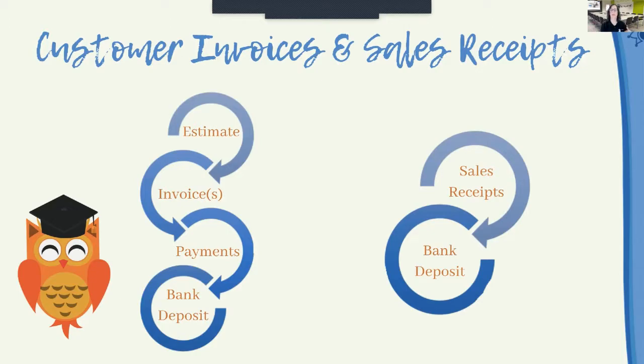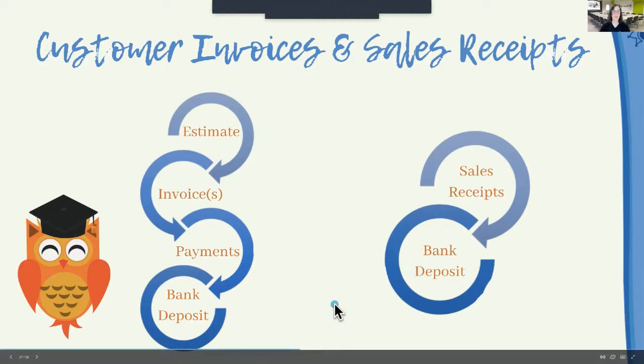On the left side are what we call accrual-based or credit customers. And that's when you have a whole life cycle for the customer where maybe you give them an estimate. That's optional. But maybe you give them an estimate and then you turn that estimate into an invoice, and then you take a payment, one or more payments on that invoice, and then you make a bank deposit. So I'm actually going to show you how that works.